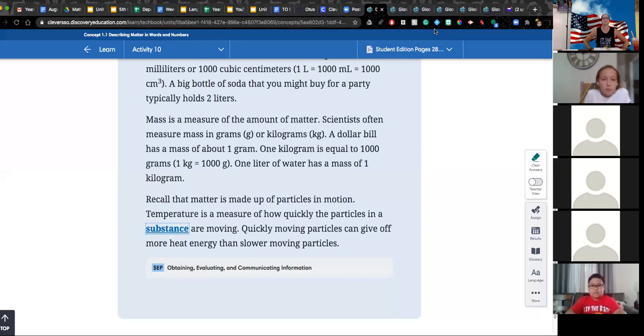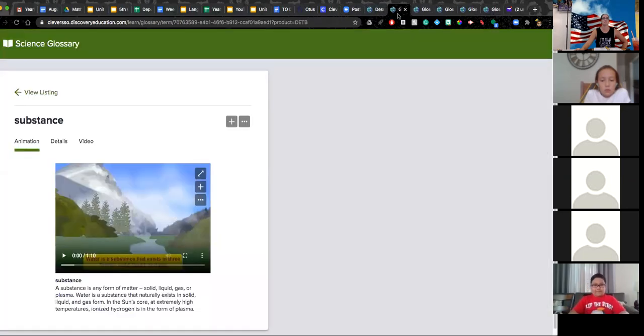Recall that matter is made up of particles in motion. Temperature is a measure of how quickly the particles in a substance are moving. Quickly moving particles can give off more heat energy than slower moving particles. Good. So all of these things are made up of particles, and the particles are in each substance. Let's take a look at what substance is. First, our fabulous animation.